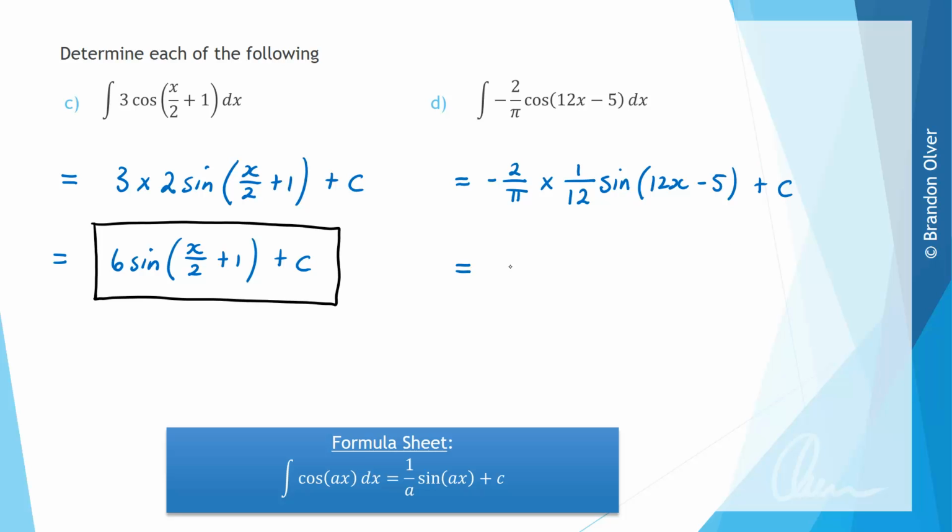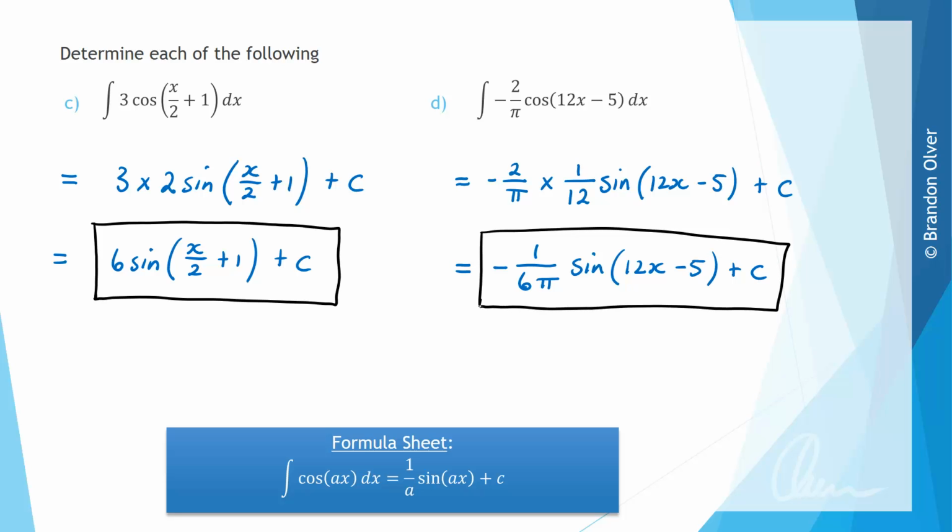So simplifying this, we'd find that this is negative, and we're going to have 2 divided by 12 pi, which simplifies to 1 divided by 6 pi. And then we're still going to have sine of 12x minus 5 plus c. And that is going to be the answer to part D of this example.